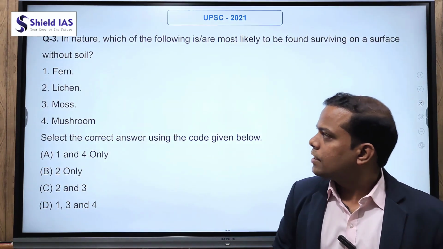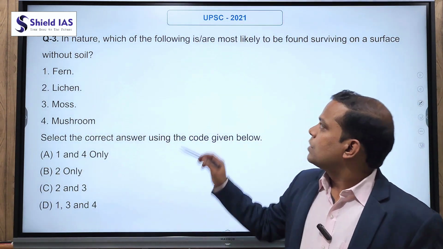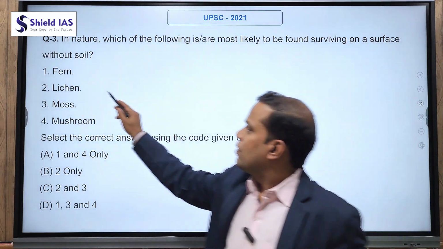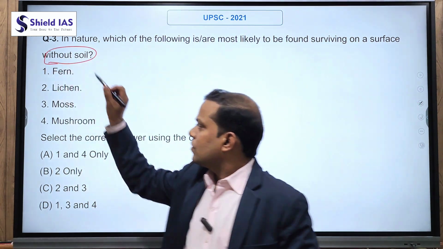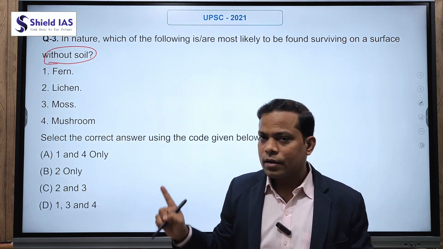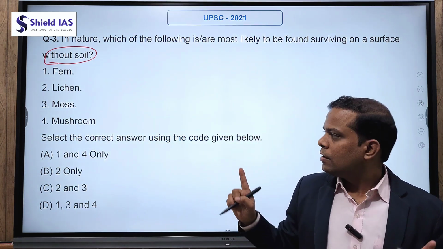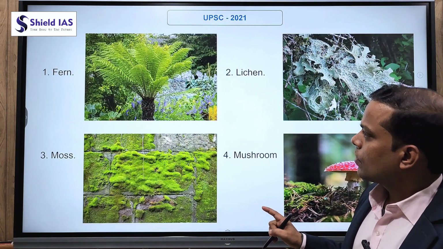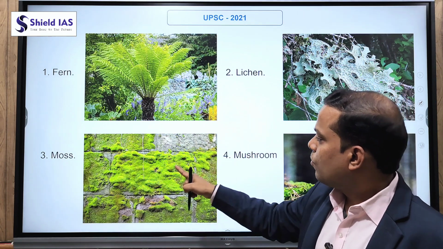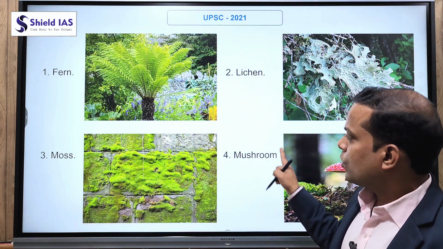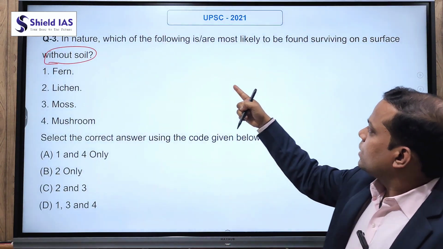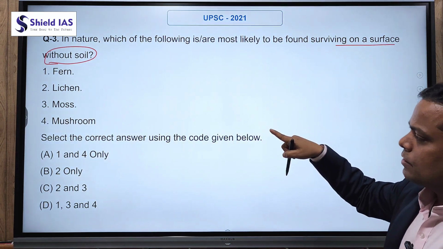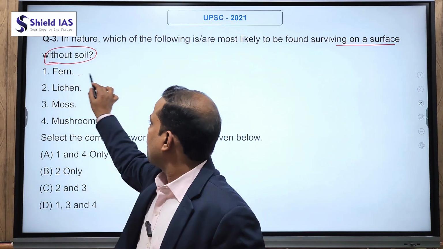Now the third question says: in nature, which of the following is or are most likely to be found surviving on the surface without soil? Here we have four options: fern, lichen, moss, and mushroom. You can see the image here: fern, lichen, moss, and mushroom. So it says which of the following is or are most likely to be found surviving on the surface without soil. So ferns are nothing but vascular plants.